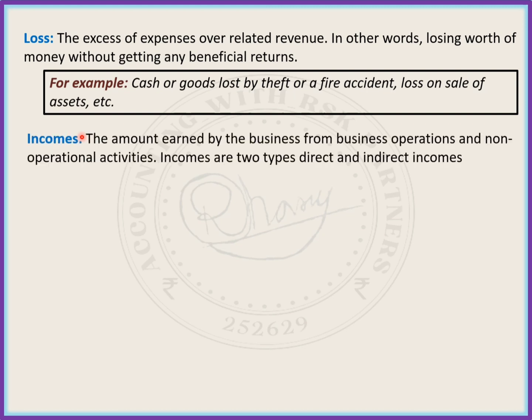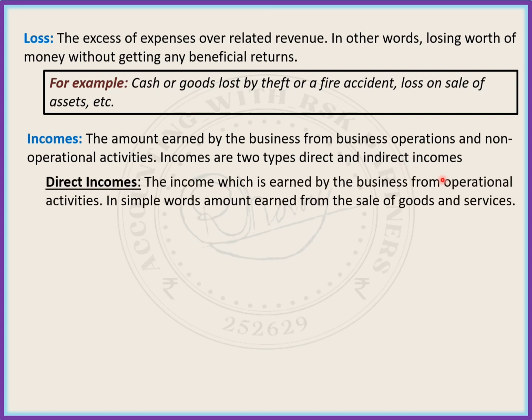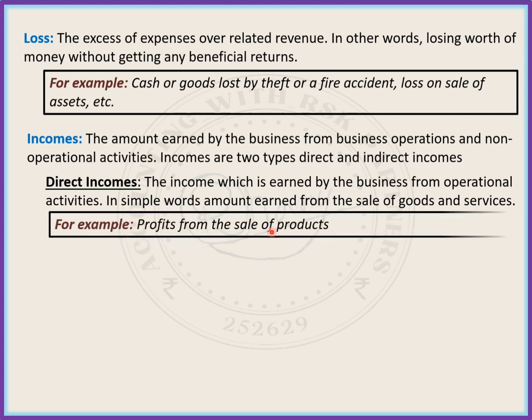Incomes, the amount earned by the business from business operations and non-operational activities. Incomes are of two types, direct and indirect incomes. First, let's go to direct incomes. Direct incomes are the income which is earned by the business from the operational activities. In simple words, amount earned from the sale of goods and services. For example, profits from the sale of products.